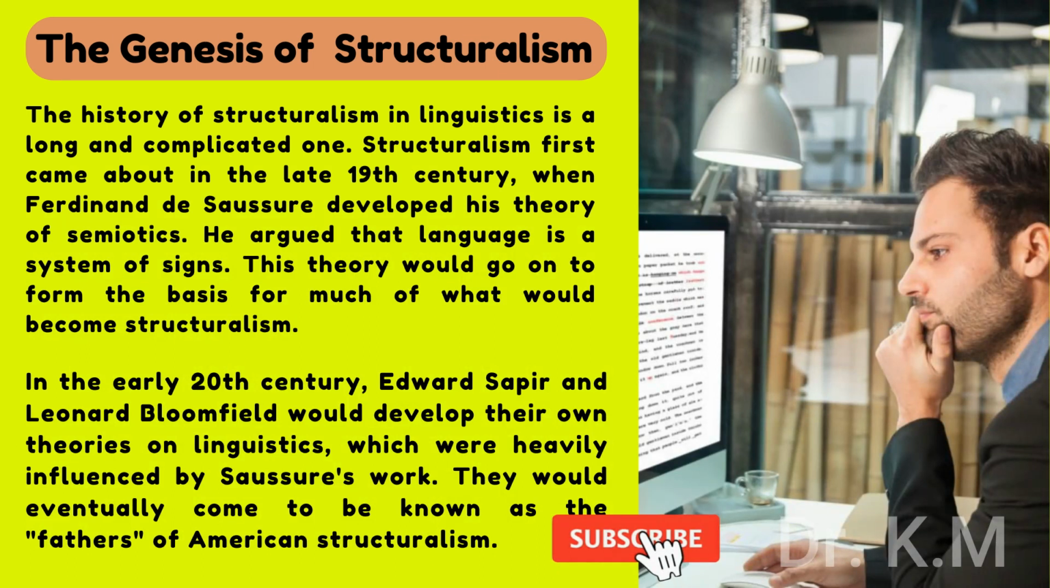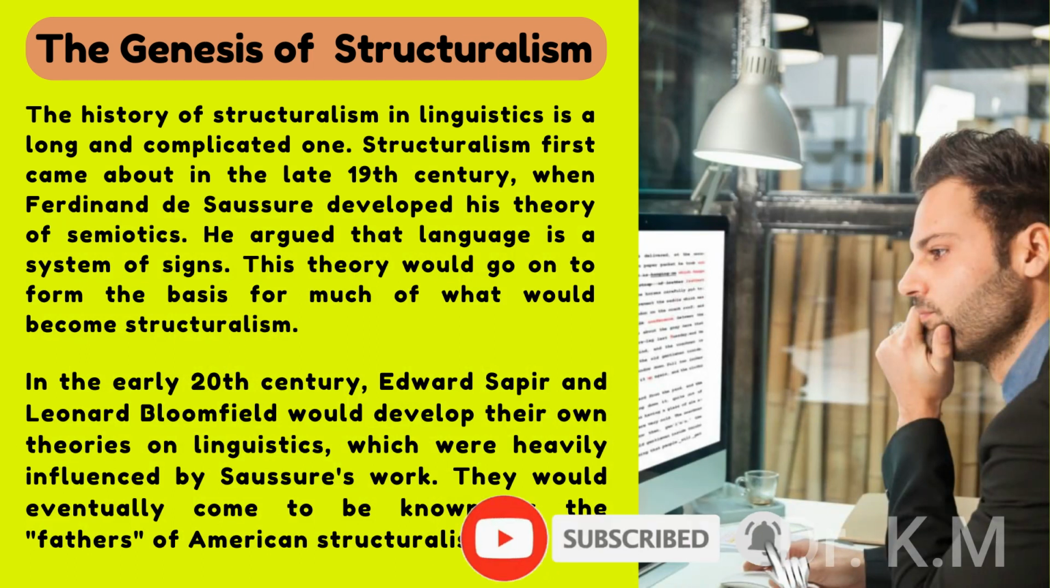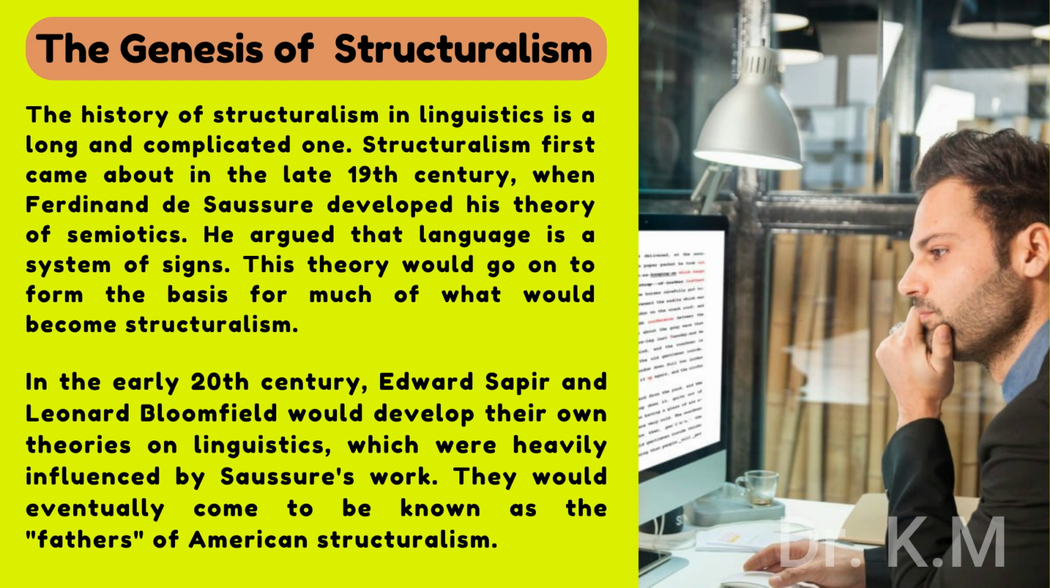The genesis of structuralism. The history of structuralism in linguistics is a long and complicated one. Structuralism first came about in the late 19th century, when Ferdinand de Saussure developed his theory of semiotics. He argued that language is a system of signs. This theory would go on to form the basis for much of what would become structuralism.